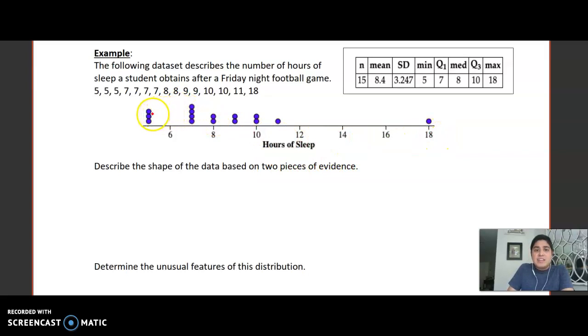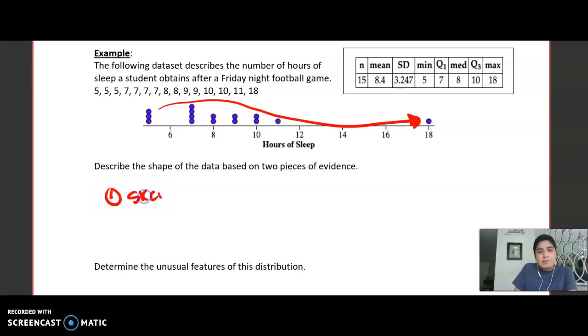So looking here, if I were to just draw on my data set, I'm going to have this tail towards the right. So the distribution of hours of sleep is going to be skewed right, since number 1, it's skewed right based on the graph. And the reason I got this value was because of the tail. It's pointing to the right.